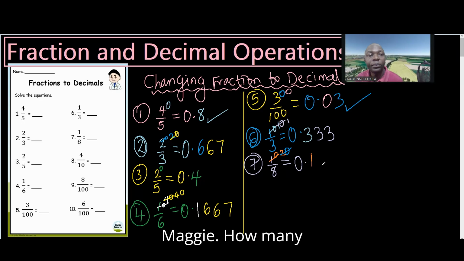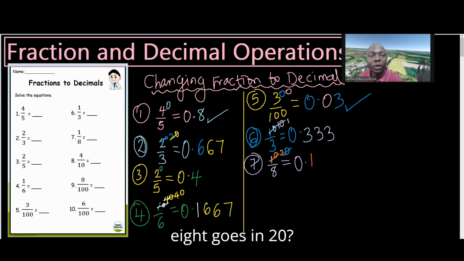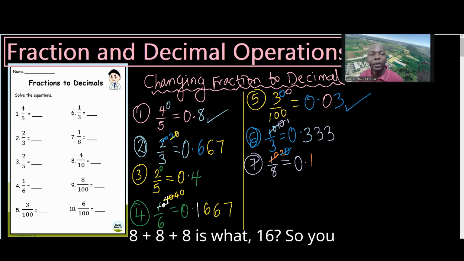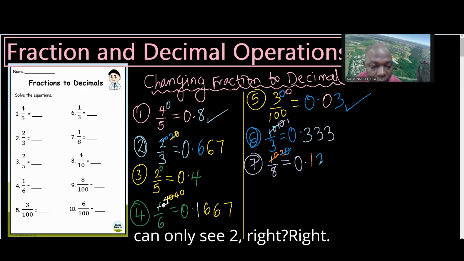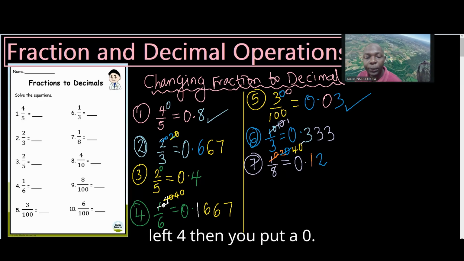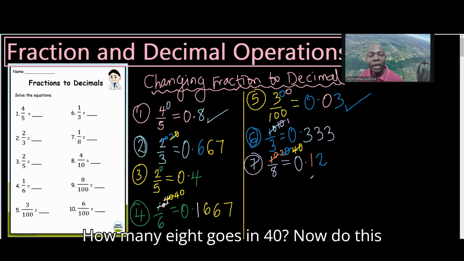Miggy, how many 8 goes in 20? 1 eight plus 8 plus 8 is what? 16. So you can only use 2, right? If you remove 16, what do you have left? 4. Then you put a 0. How many 8 goes in 40?